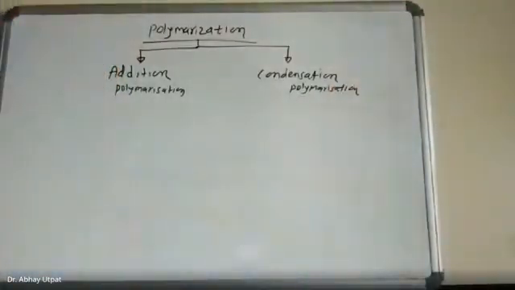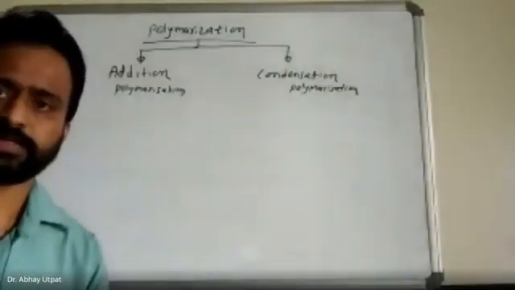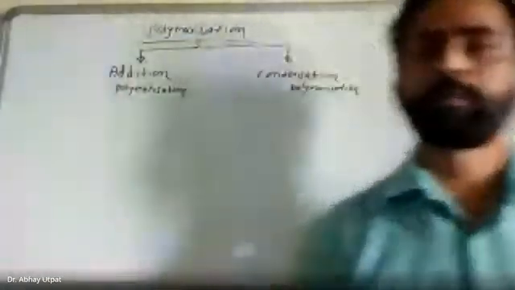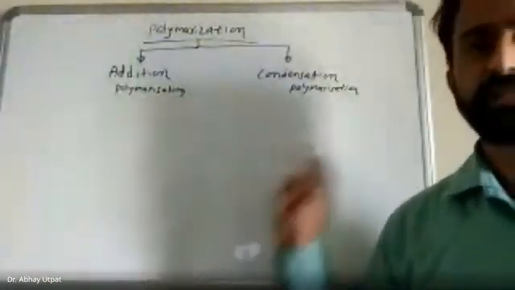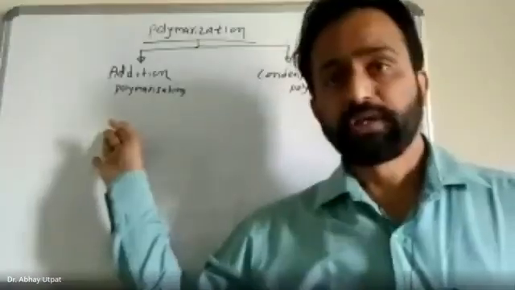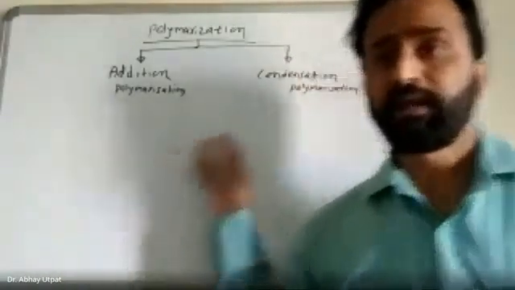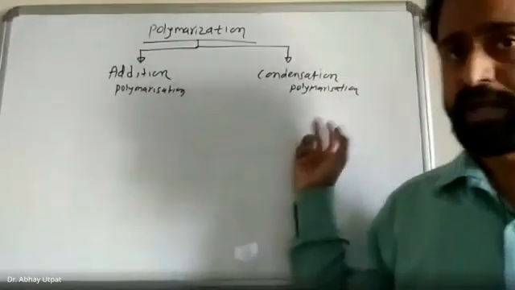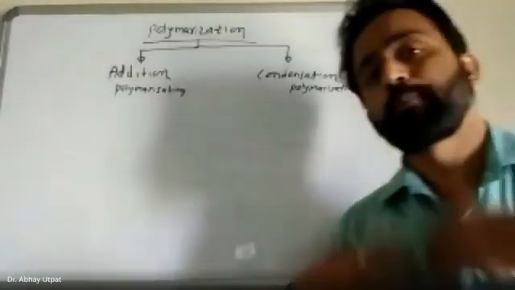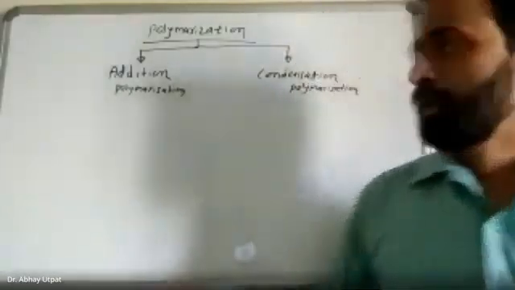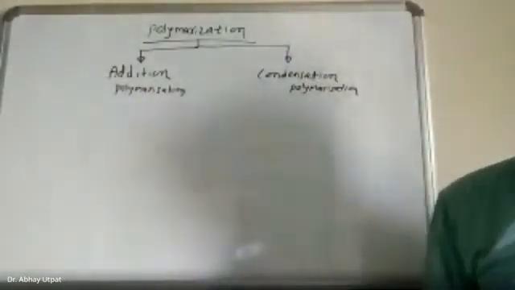First one is addition polymerization. Second one is condensation polymerization. Now, what is the meaning of addition polymerization and what is the meaning of condensation polymerization? Addition polymerization gives thermoplasts and condensation polymerization gives thermosets. Condensation polymerization gives a byproduct of H2O, whereas addition polymerization will not give any byproduct.